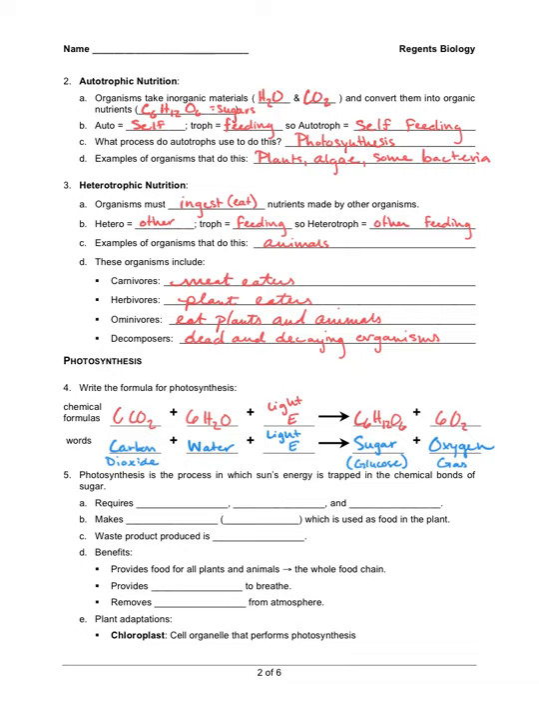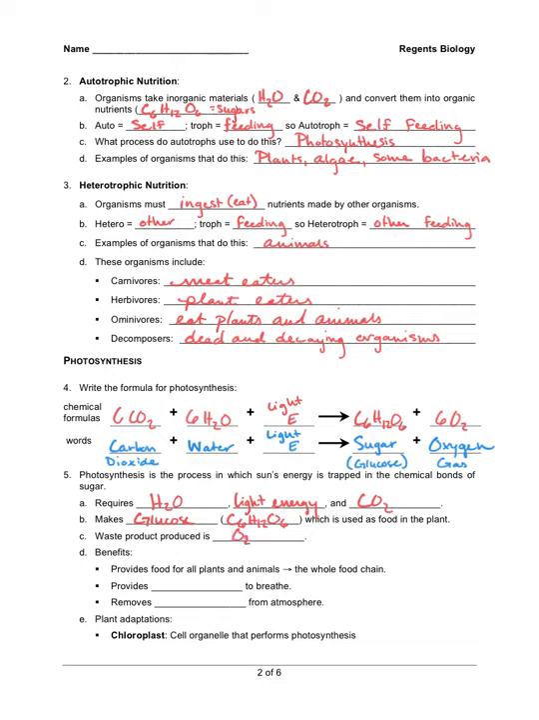Number 5 says photosynthesis is the process in which sun's energy is trapped in chemical bonds of sugars. So this means that we're listing the reactants, water, light energy, and carbon dioxide, and it makes or yields the products, glucose, and that is used in food as plants. The waste product of this process is oxygen gas.